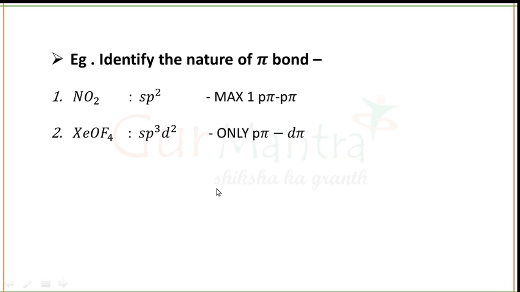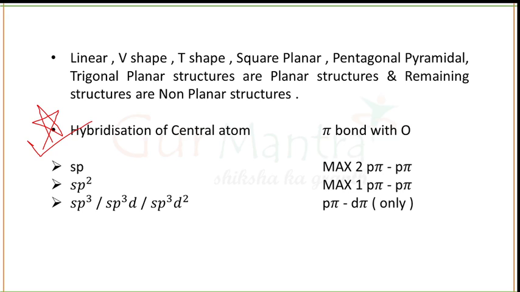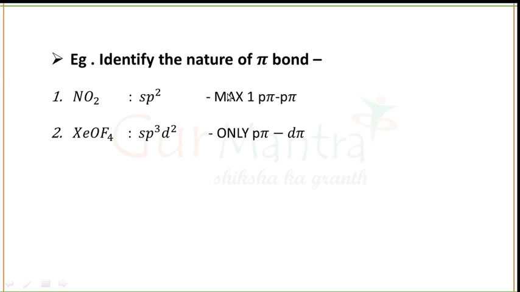For example, identify the nature of pi bonding. You are given the element NO2. First of all, you need to calculate the number of lone pairs and bond pairs in case of NO2. When you calculate the number of lone pairs and bond pairs, you will get to know the hybridization state. For NO2 the hybridization state is sp2. And when you remember this star point, you will get to know that in case of the sp2 hybridization state, maximum 1 p pi-p pi bonding is present with oxygen.